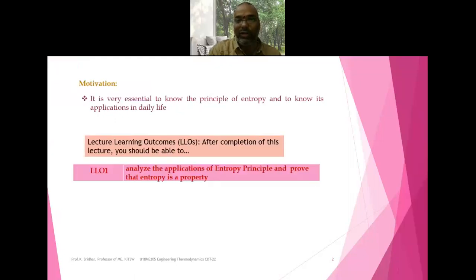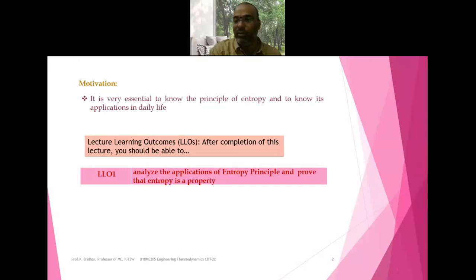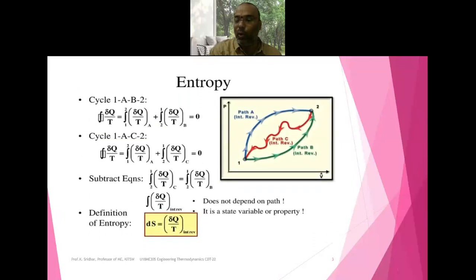So I've already discussed the objectives of today's lecture, and the outcome is that at the end of the class you should be able to analyze the applications of the entropy principle and prove that entropy is a property of a system. And how can we prove that entropy is a property of a system? Just go through the schematic PV diagram of the entropy.